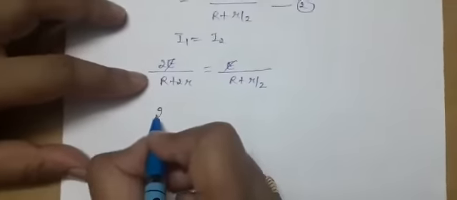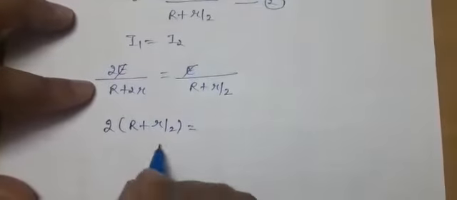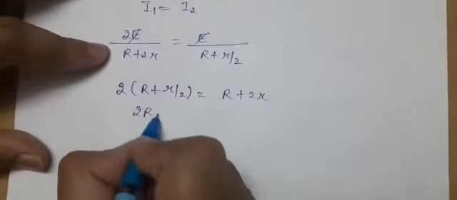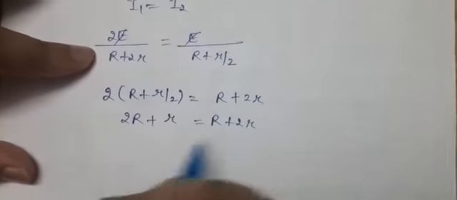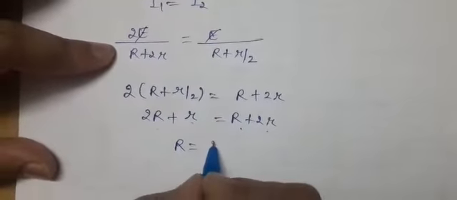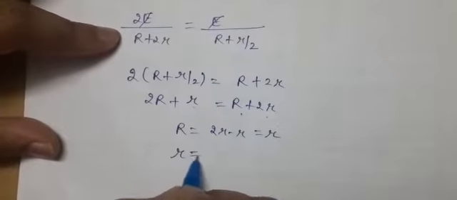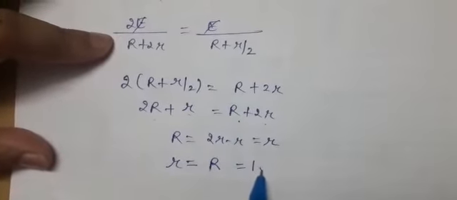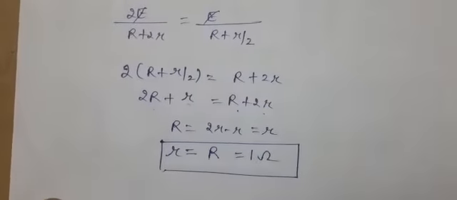Now only the simple calculation part is left. Cross multiplying, you get 2 into R plus r by 2, which is equal to R plus 2r. Expand it. This will come out to be 2R plus r equals R plus 2r. So 2R minus R, this is R. Taking this side, small r, 2r minus r, this is r. So we have to calculate the internal resistance. This is equal to R, and this external resistance is given to be 1 ohm. It means the internal resistance of each cell is 1 ohm.